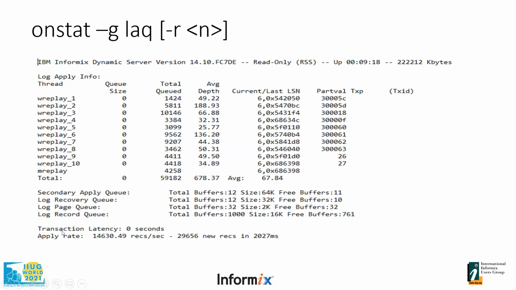So LAQ, if you are running this on the secondary server, on RSS, with a repeat mode, it is going to show where the transaction latency is 0 records, so 0 seconds. Basically, what it means is your primary and RSS are pretty much caught up. And then the apply rates at which it is running. So it gives a little bit of progress on how it's doing.